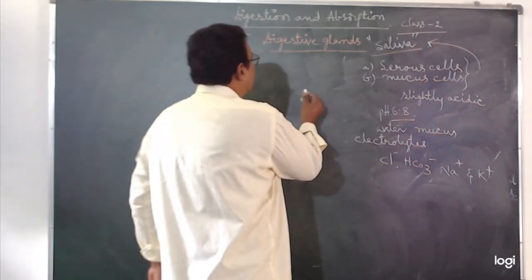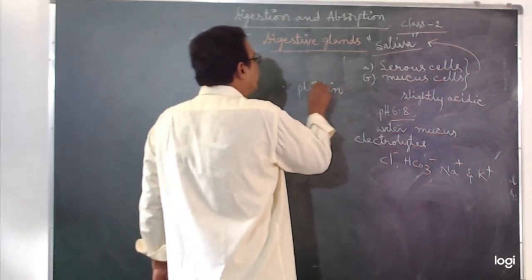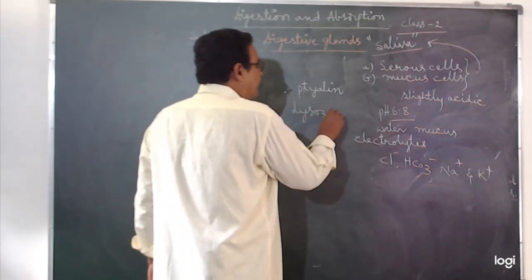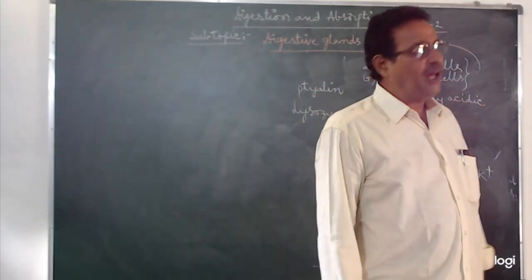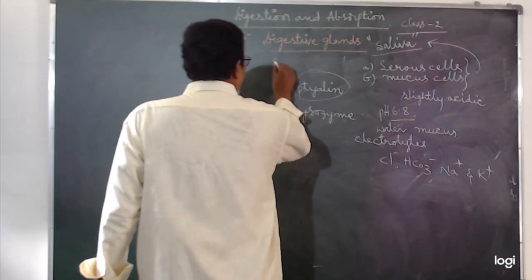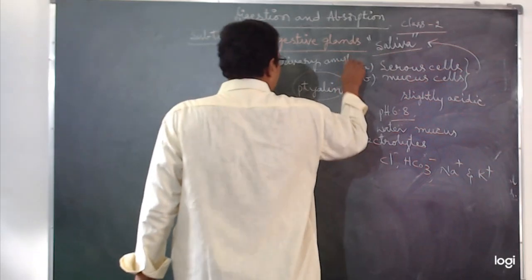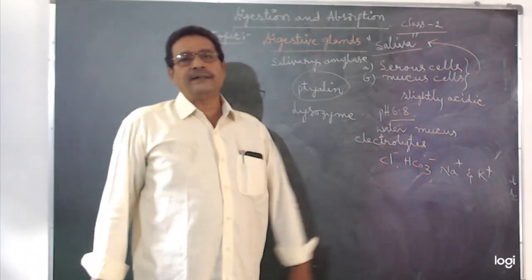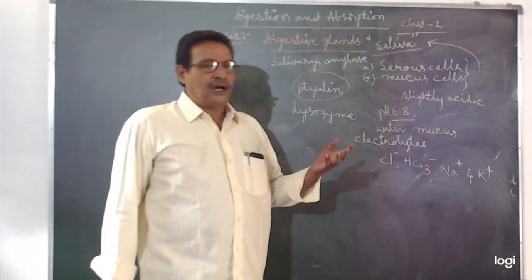saliva is provided with the enzymes ptyalin and lysozyme. There are two enzymes in saliva. One is ptyalin. Ptyalin is a salivary amylase which acts on carbohydrates, starch, or we can say polysaccharides.